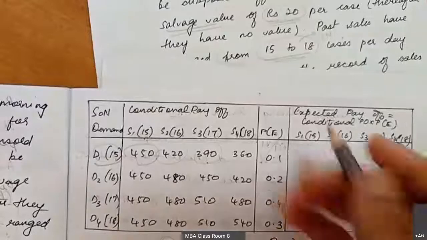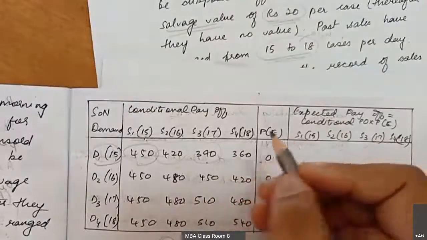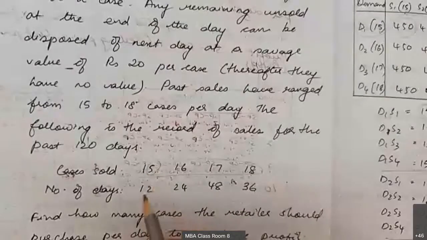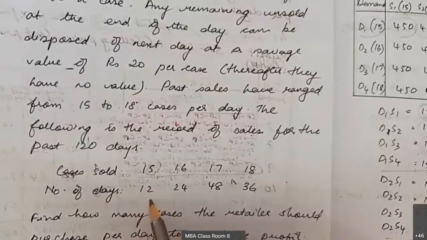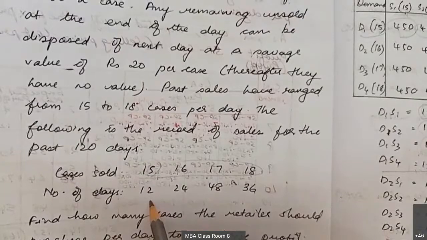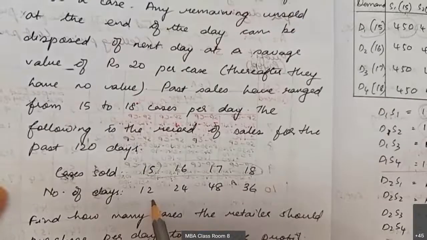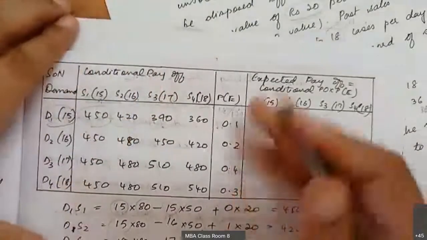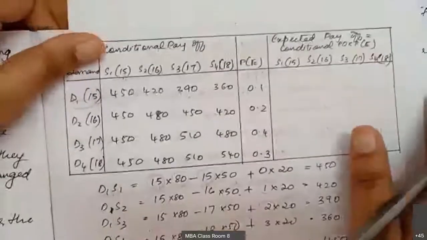For 12 days, it was the first. Do you remember? 15 cases were sold for 12 days. What is the total number of days that is considered? It is 120. So how will you get the probability? 12 divided by 120, that is 0.1. Similarly, all the other values you have to calculate.